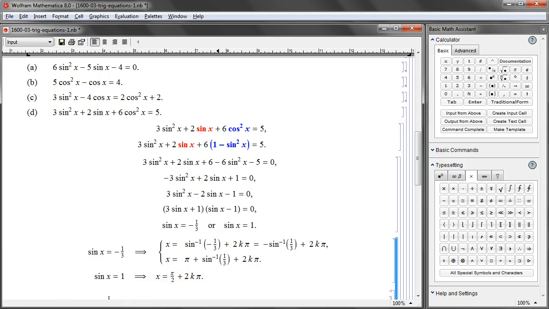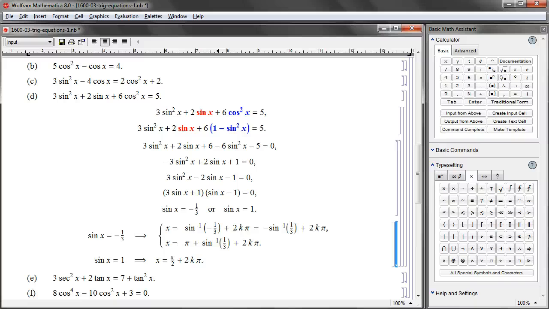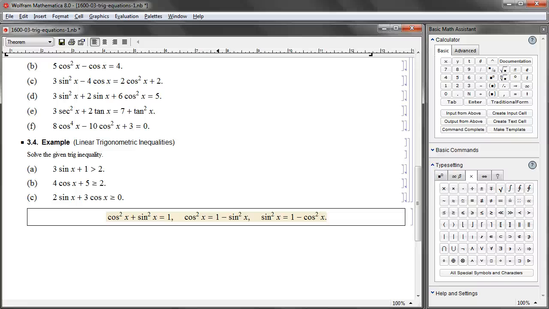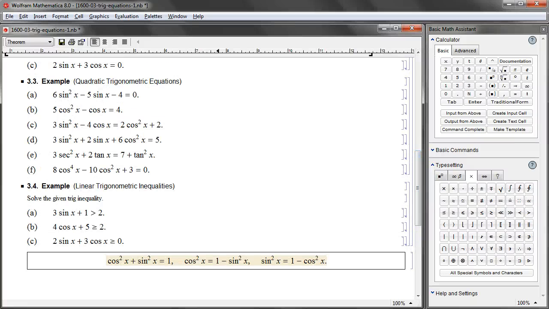So I hope everybody feels okay about sine equations and cosine equations, even if you have to use this trigonometric identity, the Pythagorean identity, or formula number 1. Let's go over to a little bit harder problem this time. How about this one? 3 secant squared plus 2 tangent of x is equal to 7 plus tangent squared. In this case, what do we do?